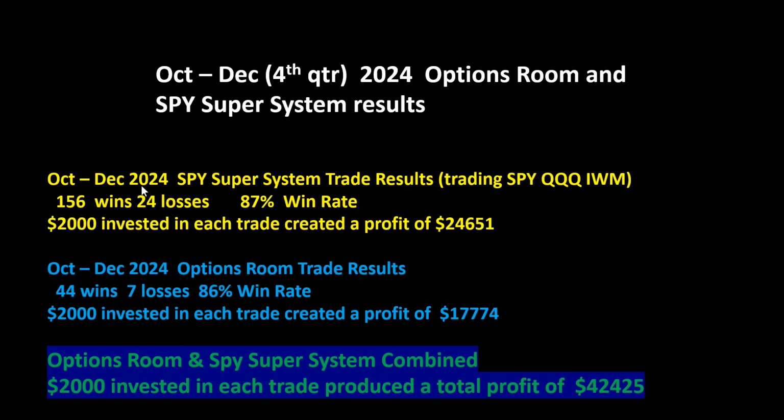All right, so October, December 2024, 156 wins and 24 losses. That's a lot of trades. So we're trading these intraday. 87% win rate. It produced 24,000.